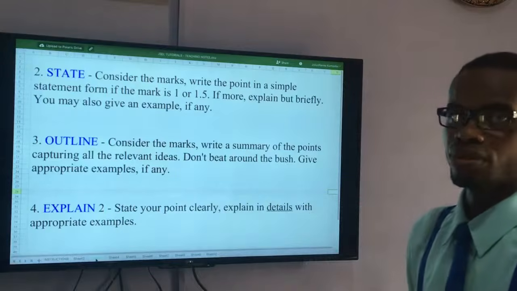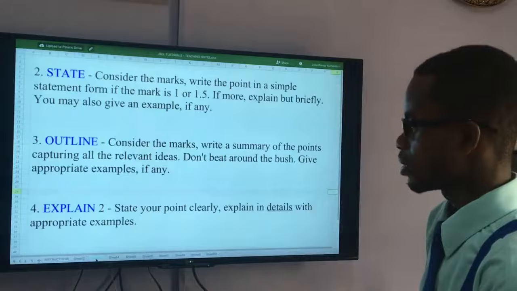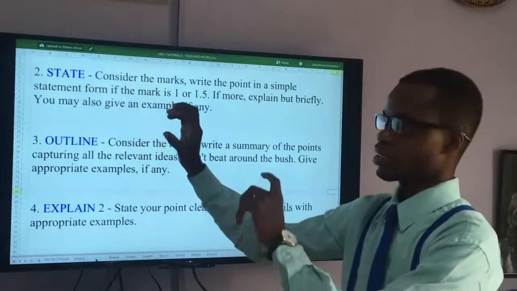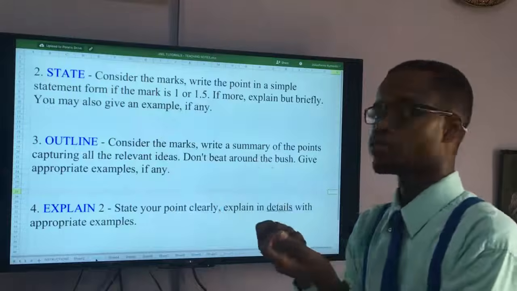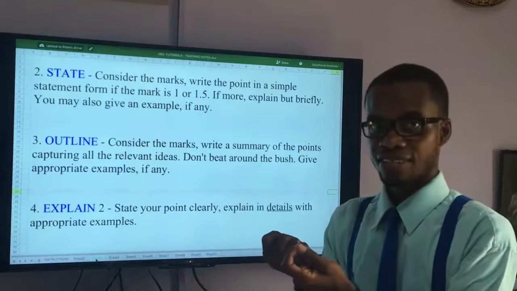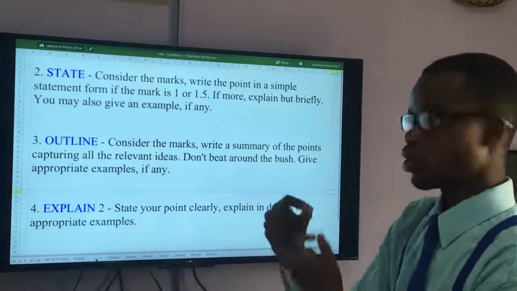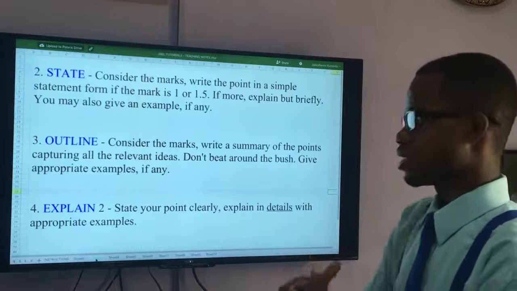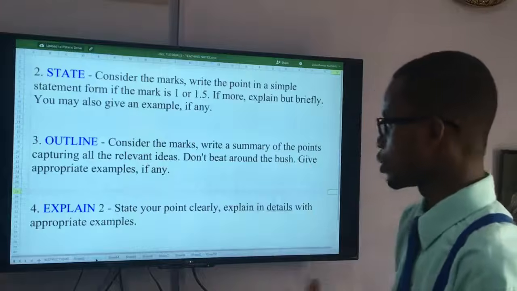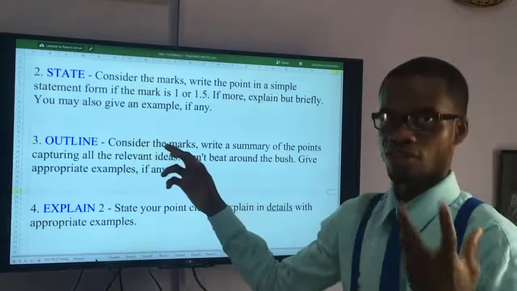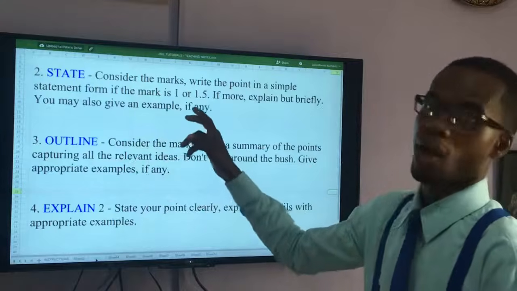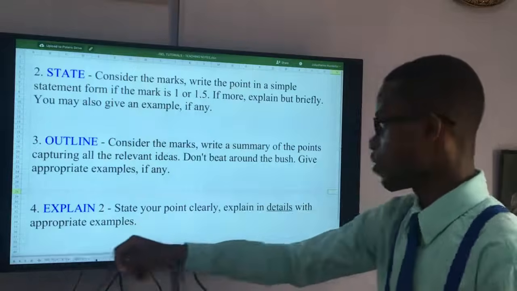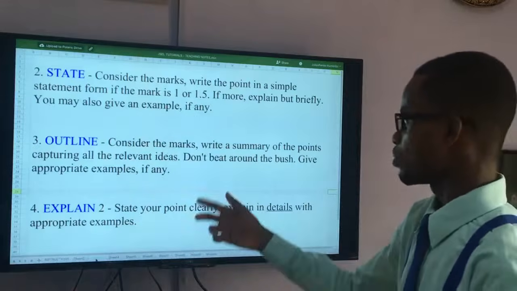If there is an example, you put the example there, and you are good to go. Outline. So outline is actually stemming out of the instruction states. They don't look too different anyway, but most of the time you see outline and you see some huge marks. So you have to first consider the marks. If it is 1 or 1.5, you do it the same way. You write them in a statement form. But if it is more than that, what do you do?